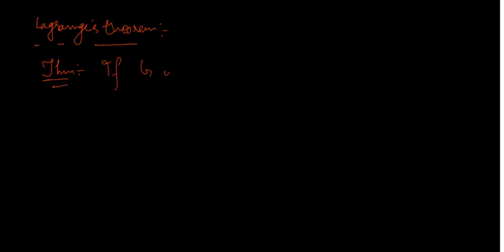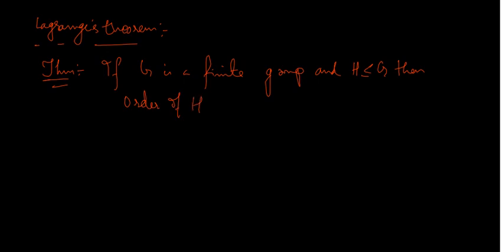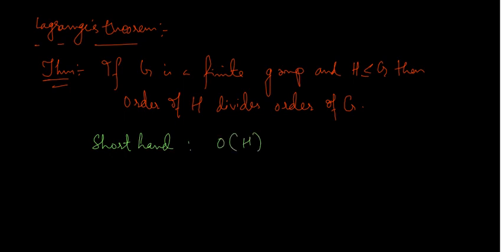If G is a finite group and H is a subgroup of G, then order of H divides order of G. And if we write this in shorthand notation, we write this as order of H divides order of G. Okay, so let's start with the proof.